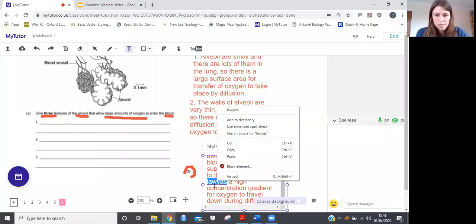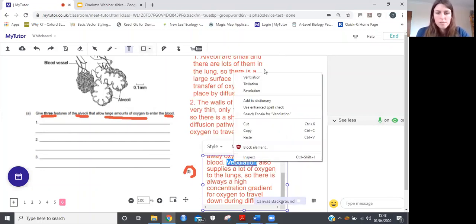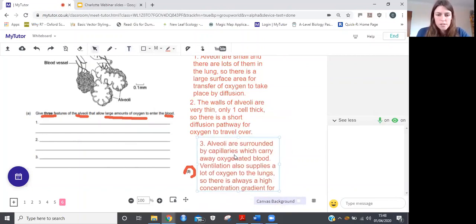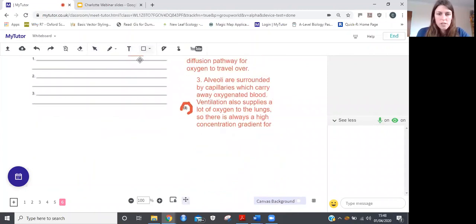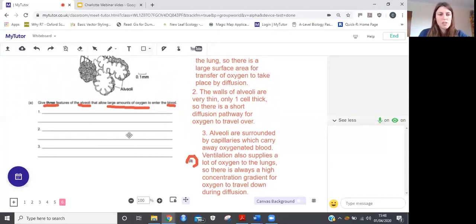Oh, let's correct that bit. Okay. Just move this so that you can see it properly. It's just taken off the little bit at the end. There we are. You should now be able to see pretty much all of those.